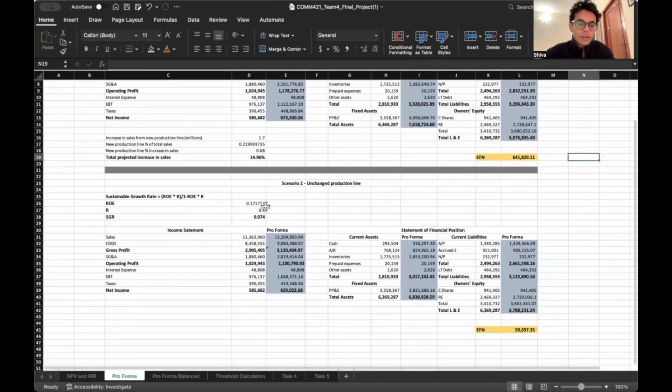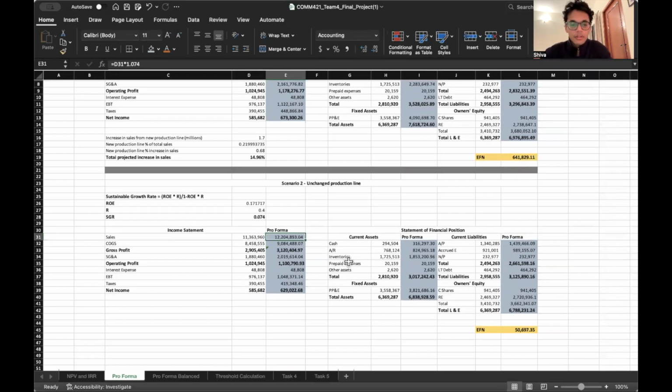And then we did the same thing here. I'm not going to explain the cells here, but mainly how we got the new growth rate was through the sustainable growth rate calculation. We had to calculate the return on equity, and then we know the retention rate, which was 40%, 1 minus 0.6, which was the dividend payout ratio. So yeah, 0.4 there, and then once you plug that into the formula, you're going to get approximately a 7.4% increase in sales for this second scenario.